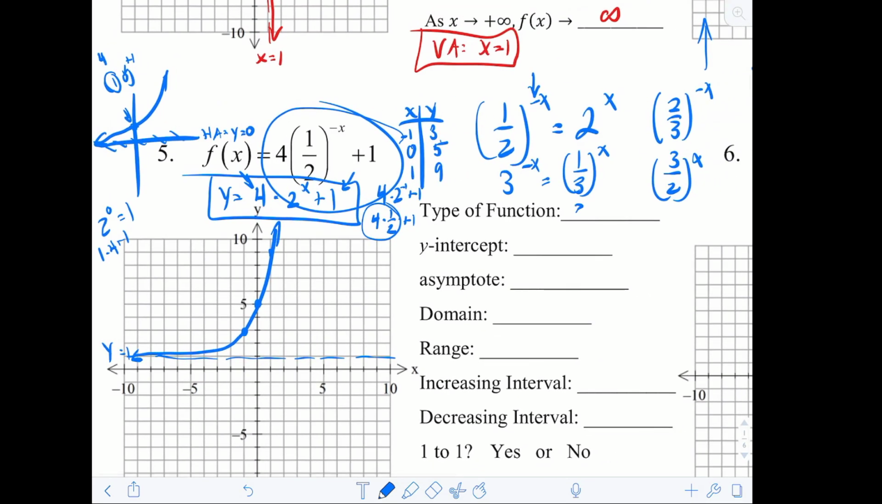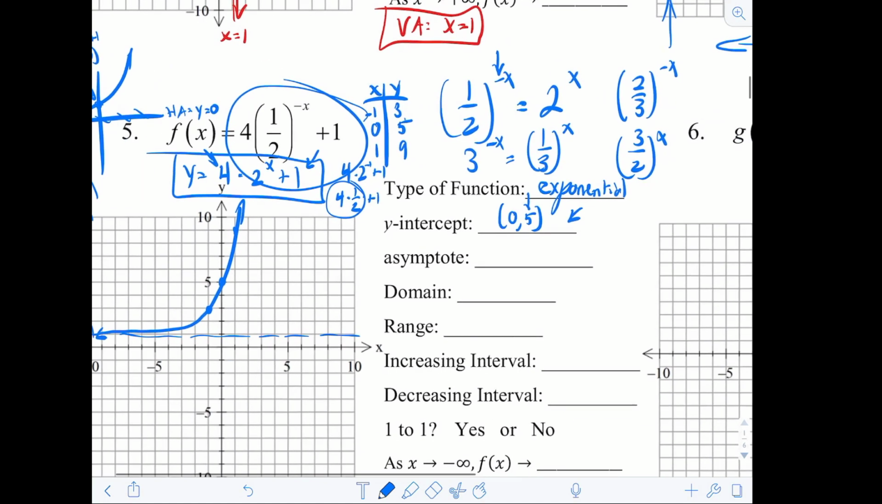Type of function, exponential. Y-intercept. Looks like that's going to be 0, comma 5. Some math teachers will say that you can just include 5 and then just call it a day. You don't need an ordered pair, but it's always a good idea so that you have an understanding that it's really when the x value is equal to 0, y is equal to 5.